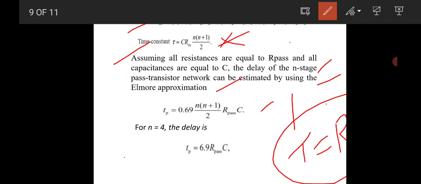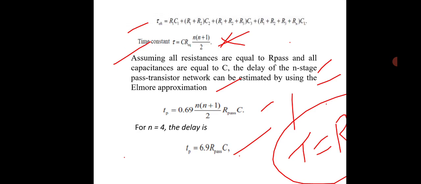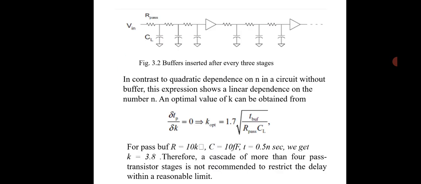So for n equal to 4, the pass transistor delay can be represented as around 6.2 RC. But if you take it normally, it takes around 16 RC. So whichever model you choose for this is also very important.